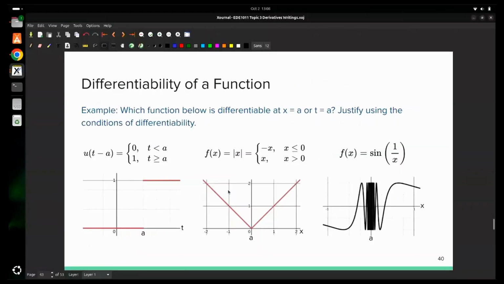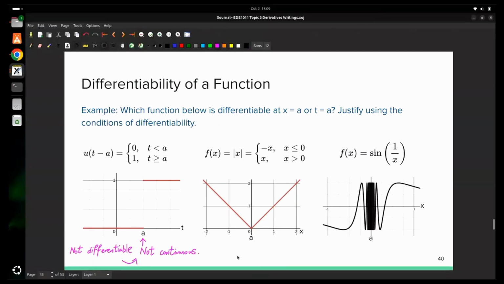So let's have an example first on the concept of non-differentiability. Which of the functions below is differentiable at x equals a, or t equals a? We just try to justify using the two conditions. Look at the first example, which is the unit step function. The unit step function is actually discontinuous, so the continuity condition is violated. At t equals a, the function is not continuous, so therefore not differentiable. The unit step function is not differentiable simply because it is not continuous at t equals a.